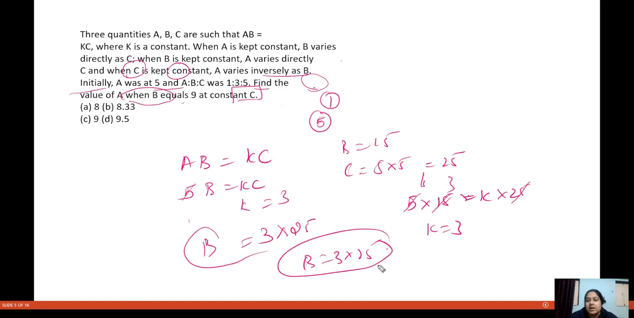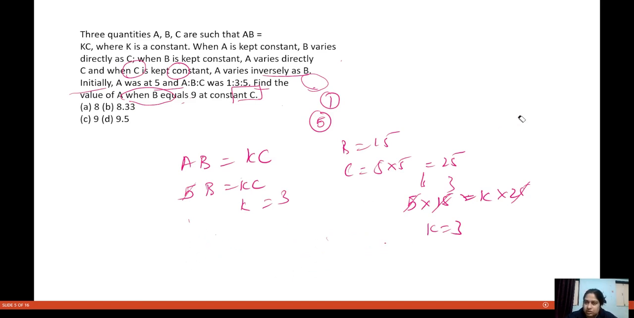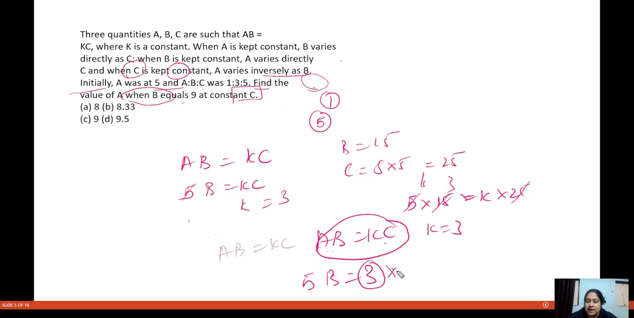Now, AB is equal to KC it is saying. You see A is equal to 5, B is equal to this much, and K is equal to 3, and C, it is saying C is kept constant, so we are keeping this as 25. We have to find A here, and B it is saying it is equal to 9. So 9A is equal to 3 into 25. So A is equal to 8.33. So this is how we can do all these questions.